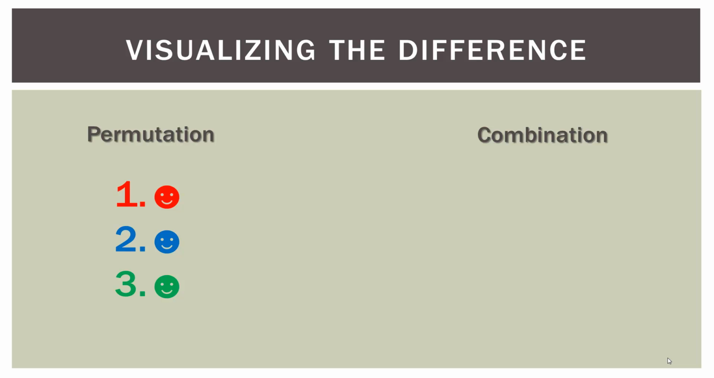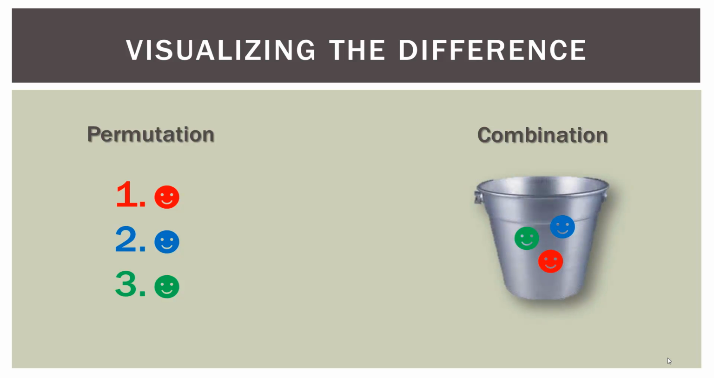And actually, if you sat here for a second, you could probably figure them all out in your head. Let's say we start with red. We could go red, blue, green, or red, green, blue. Now let's say we start out with blue. We could go blue, red, green, or blue, green, red. Or if we start out with green, we could go green, blue, red, or green, red, blue. And those are our 6 permutations for those smiley faces.